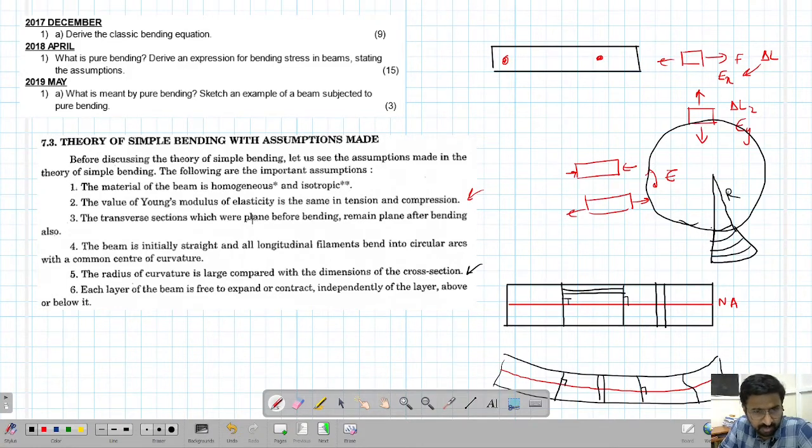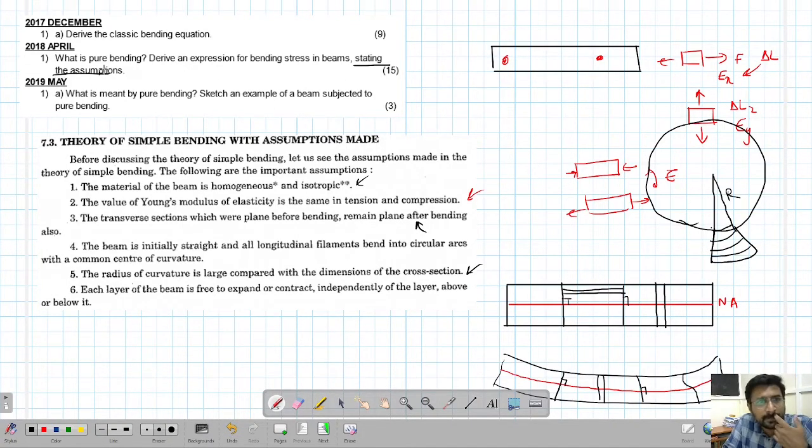These are the important assumptions. Make sure that you write them. The third assumption is very important. All other assumptions are also important. Homogeneous is important. Young's modulus is important. But these are the 6 assumptions that you should remember. So this is about the assumptions of the bending equation.